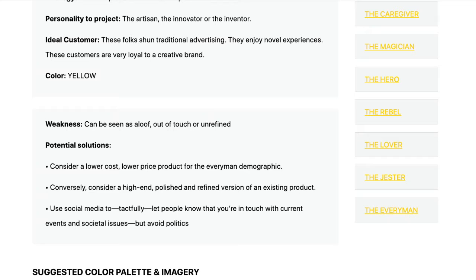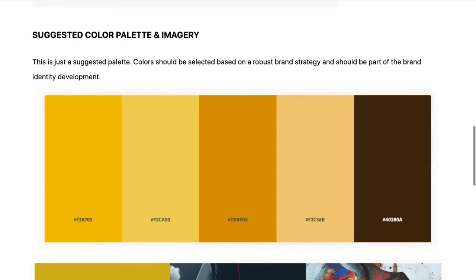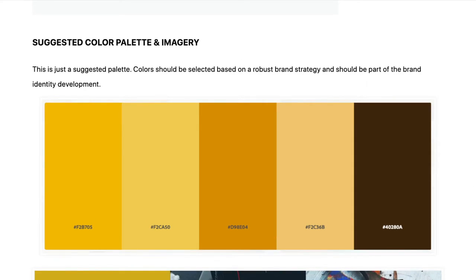of course, avoid politics. Now, the suggested color palette for the creator type is yellow with shades. So you're going from yellow all the way to brown or chocolate brown, and that actually complements the yellow or different kinds of yellow. You've got mustard here and so on.